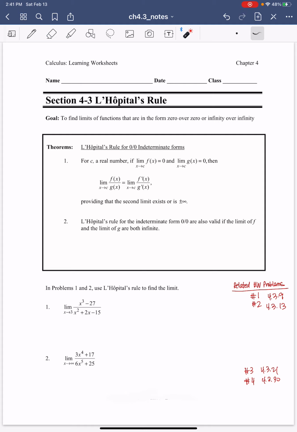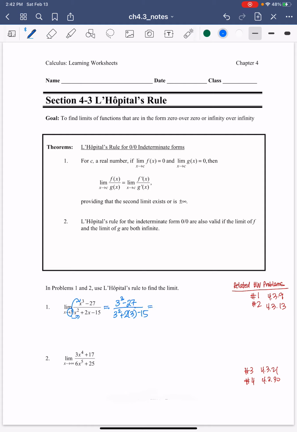So we have the limit as x approaches 3 of x cubed minus 27 over x squared plus 2x minus 15. Now, if you were to approach this traditionally, you would plug in 3 on the numerator and then 3 on the denominator. So let's do that. If I take the limit and then apply 3, you have 3 cubed minus 27, and then 3 squared plus 2 times 3 minus 15.